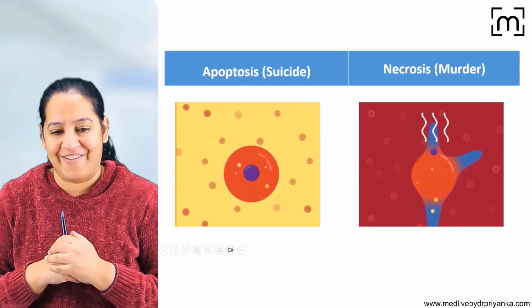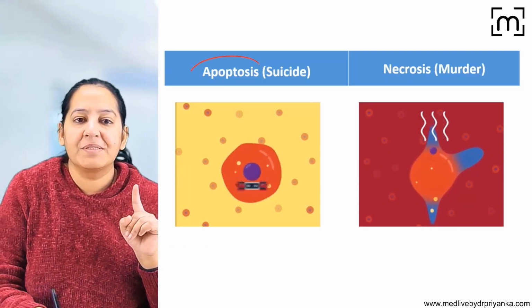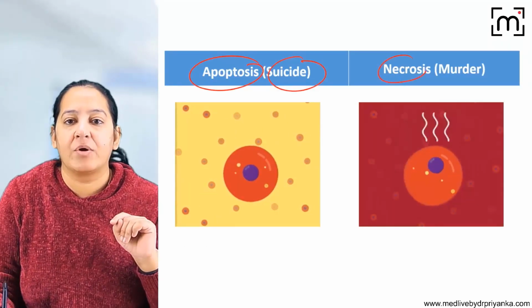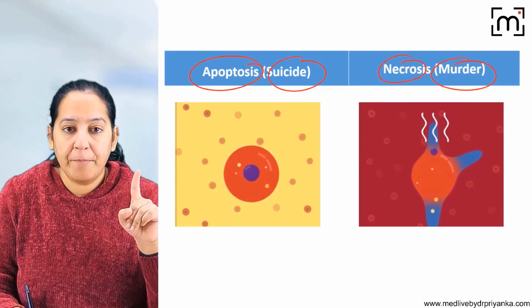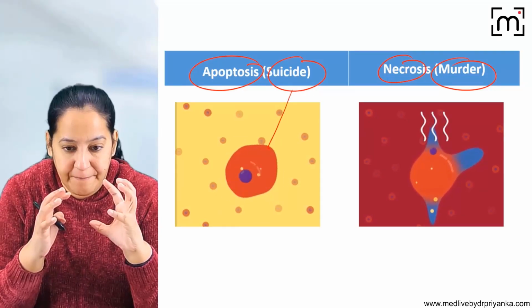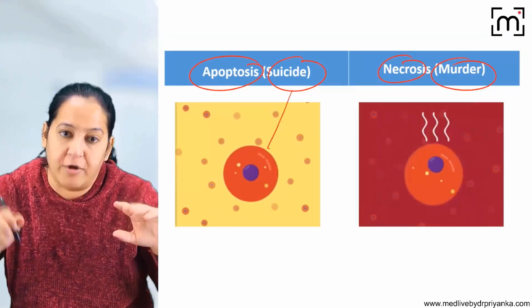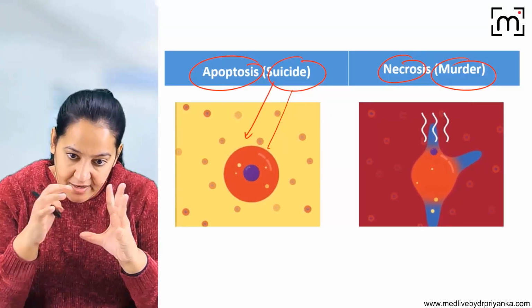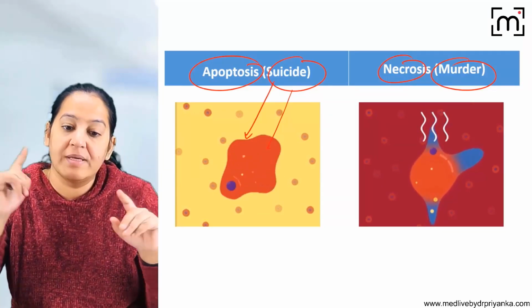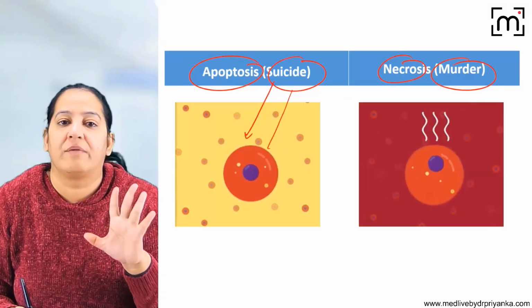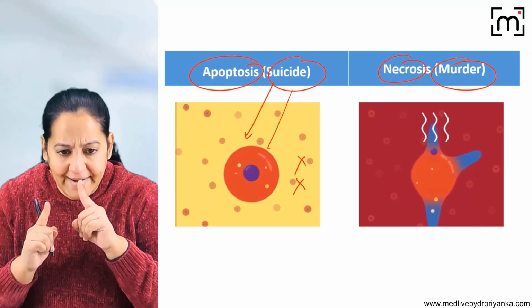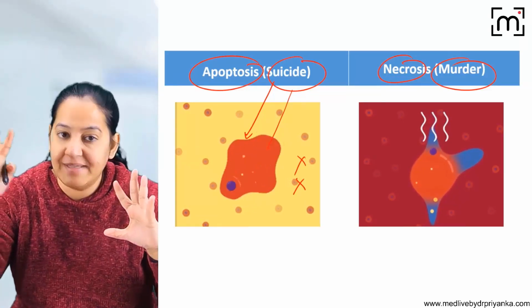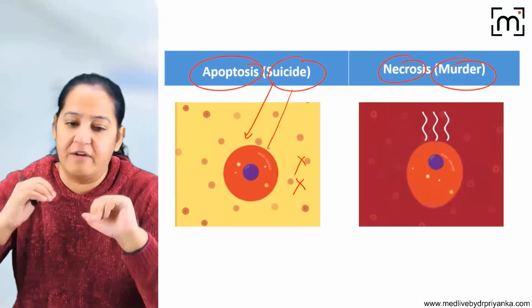Appreciate apoptosis and necrosis. Let me show you. Apoptosis, which we compare with suicide. Necrosis, which we compare with murder. In apoptosis, the cell will shrink and it will convert into multiple apoptotic bodies silently. During this, no leakage, no inflammation, and a phagocyte will engulf all of them.